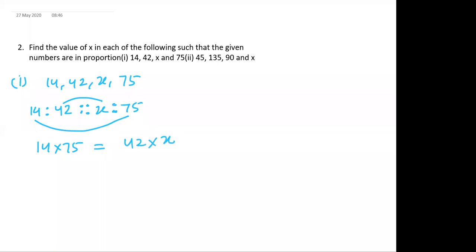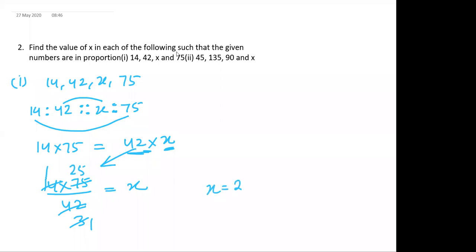Make x alone. In order to make x alone, you have to transfer this 42 to that side. It will come in divide because 42 is in multiply here. So 14 into 75 upon 42 is what you have got. Now solve it. 14 ones are 14, 14 threes are 42, and 3 ones are 3, 3 twos are 6, 3 fives are 15. So finally you have got x is equal to 25. This is the value of x.